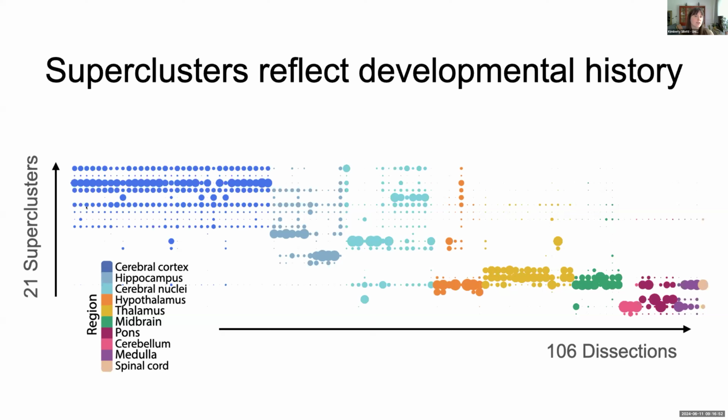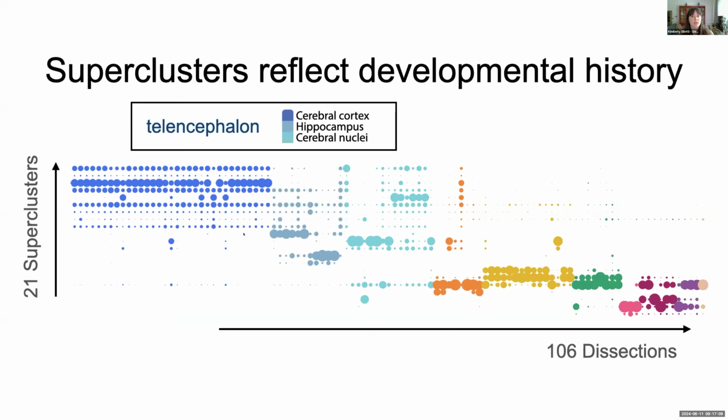And then these dots are colored by the region that the dissection comes from. And you can see here there's already a pattern. Many of these superclusters are region specific, for example. But you can also see that some superclusters are found across multiple regions. For example, these superclusters here are found across the cortex, hippocampus, and cerebral nuclei. And these are all from the same developmental compartment, which is called the telencephalon.